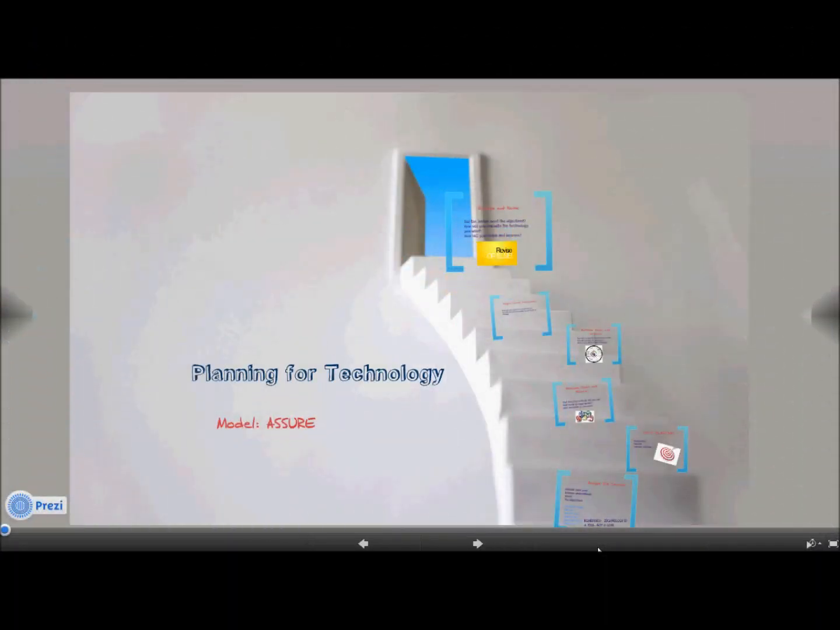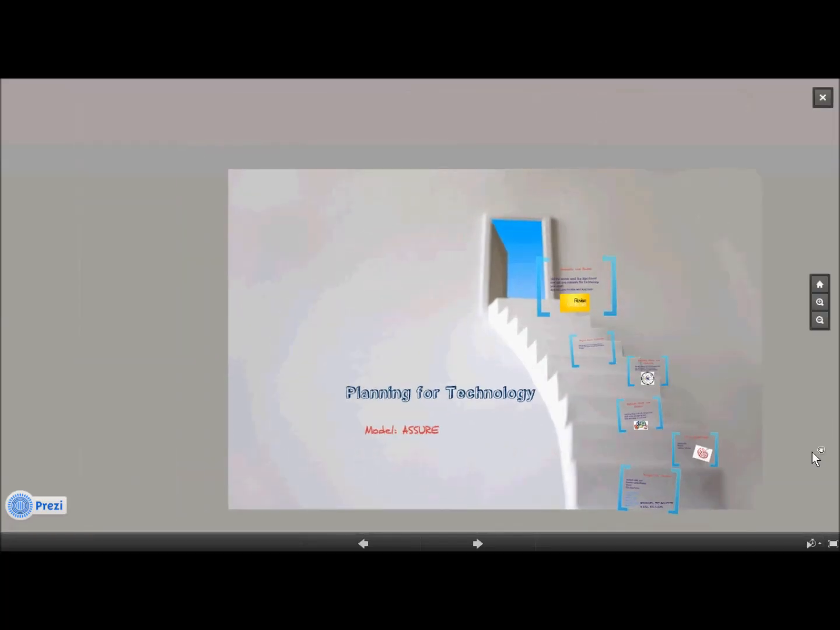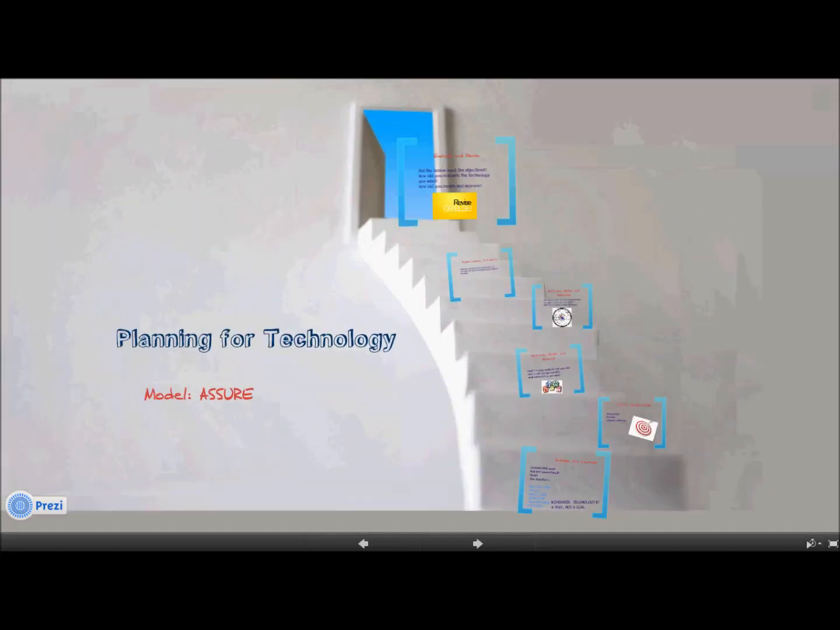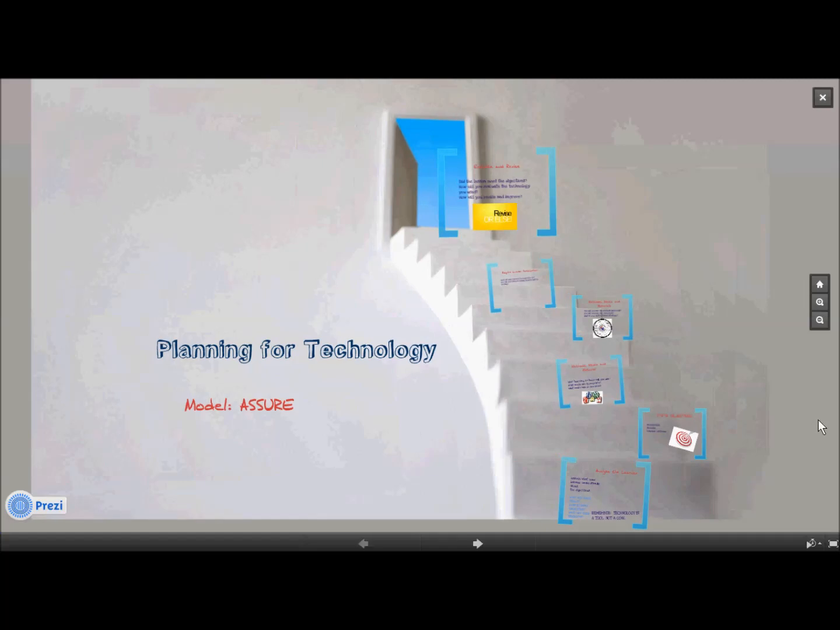Okay, so let's talk a little bit about lesson planning with technology. The model that the book uses, and there are lots of different types of models for lesson planning, but they're presenting what is called the ASSURE model. The ASSURE model for lesson planning makes sure that you assess and analyze, and it's an acronym, so each letter stands for a different technique that you need to use when you are going through your lesson planning.